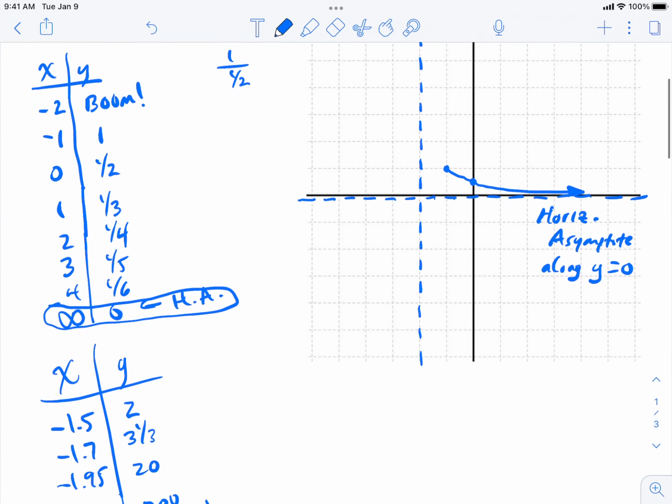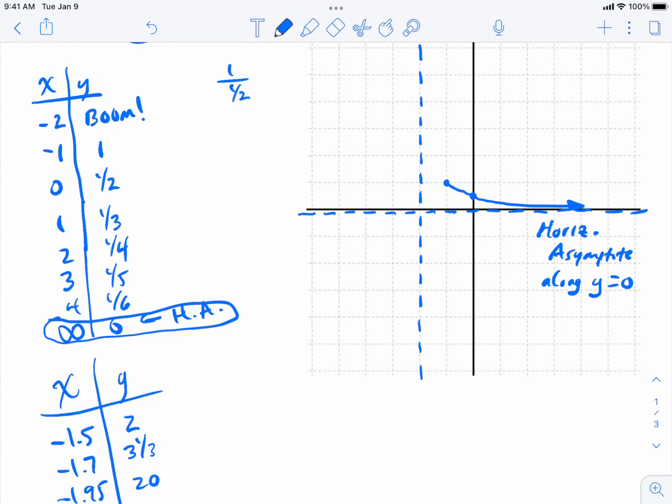So you start to plot these points. X is -1.5, y is 2. X is -1.7, I'm already at 3 1/3, somewhere around here. And then at -1.95, I was already at 20, so I'm off the graph already. So you can kind of see, yeah, it's blowing up to infinity.